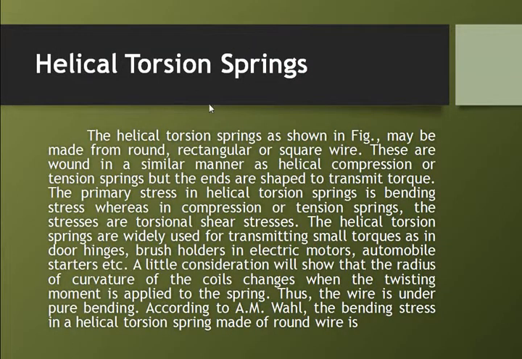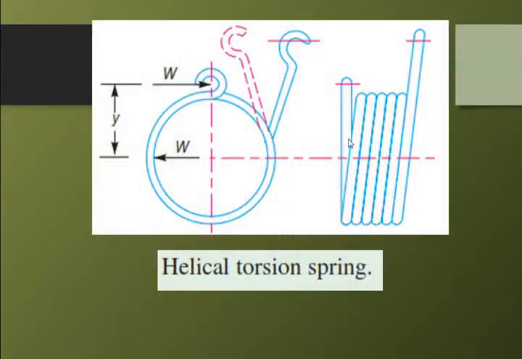Now see the present topic, helical torsion springs. The helical torsion spring may be made from round, rectangular or square wire. These are wound in a similar manner to helical compression or tension springs, but the ends are shaped to transmit torque. The helical torsion spring will look like this. The ends, you see, this shape will take the torque, okay, torsion, the total spring will take the torque.